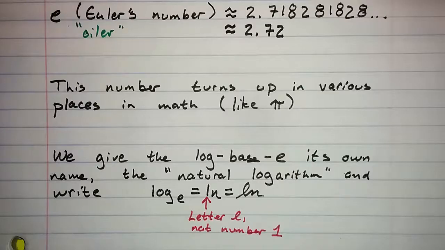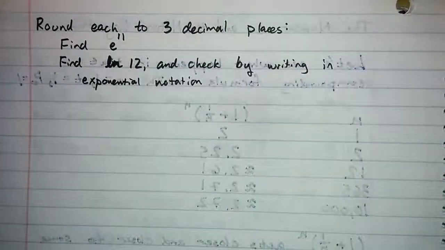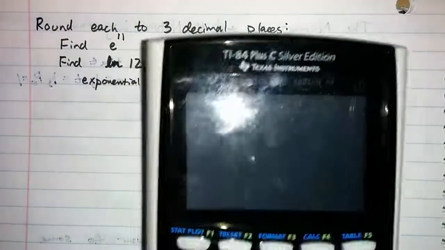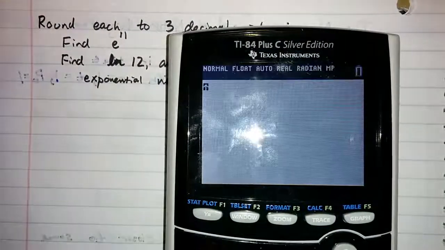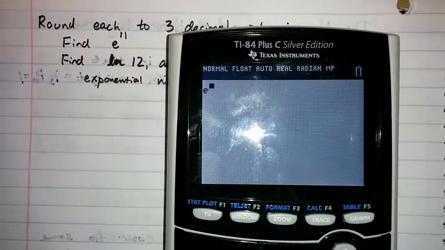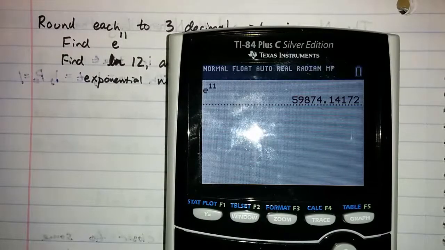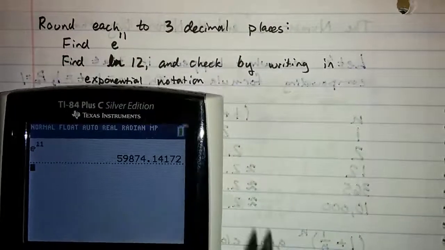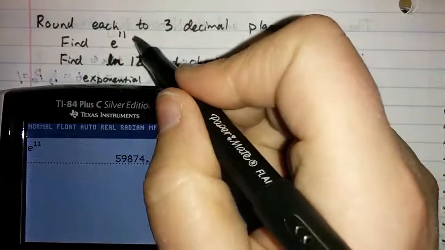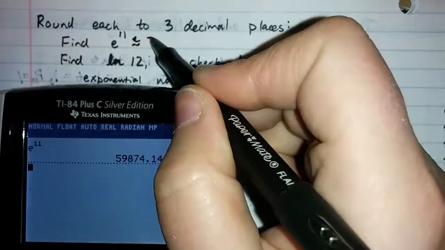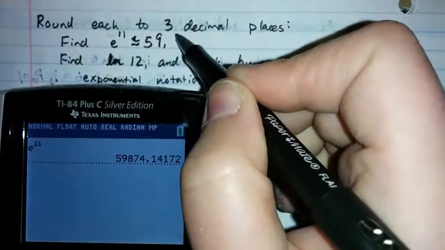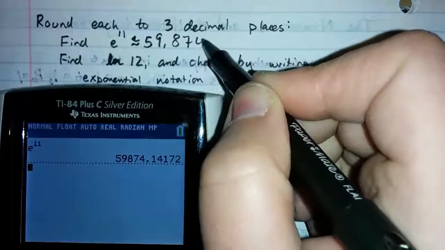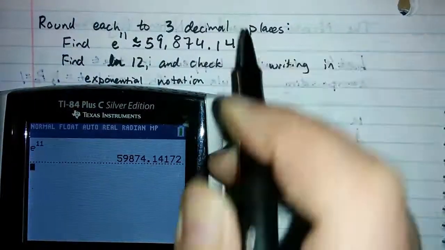So, let's see what we can do about this. We could just use the calculator to find e to the 11. Right, hitting second and then that ln key gives me an e to the, I put in 11. Rounded to 3 decimal places, that's going to be about 59,874.14.